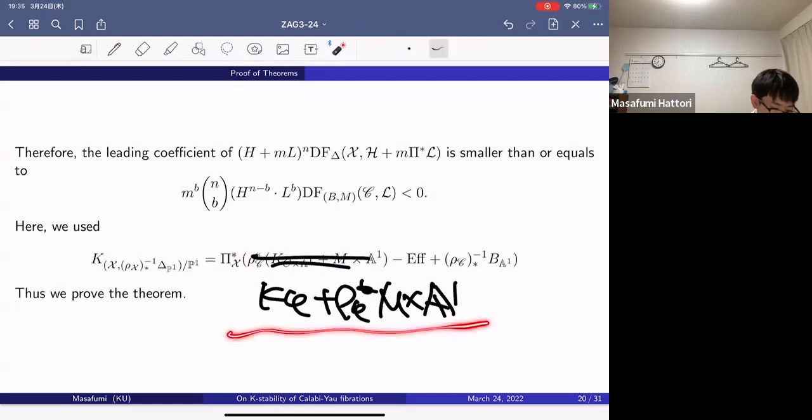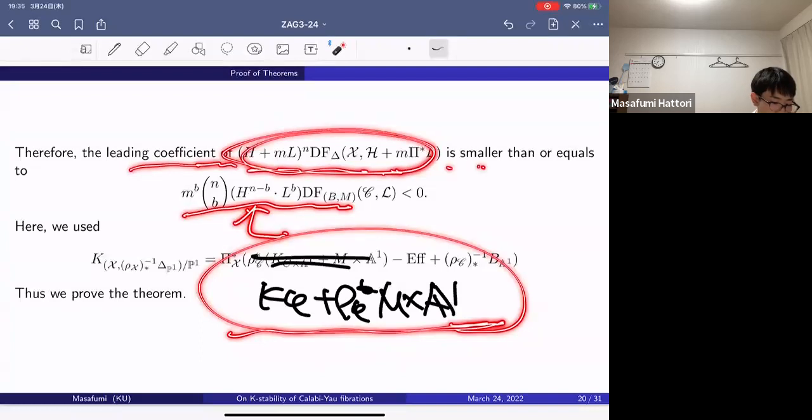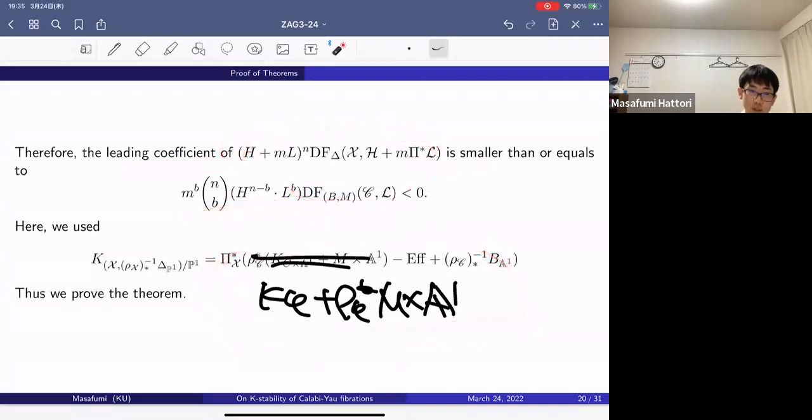And here, we can compute as follows. So the leading coefficient of the Donaldson stack invariant is smaller than or equal to the Donaldson stack invariant of the base. So by the assumption, this Donaldson stack invariant is negative. Thus, for sufficiently large M, the Donaldson stack invariant of the fiber space is negative. Thus, we could prove the theorem.